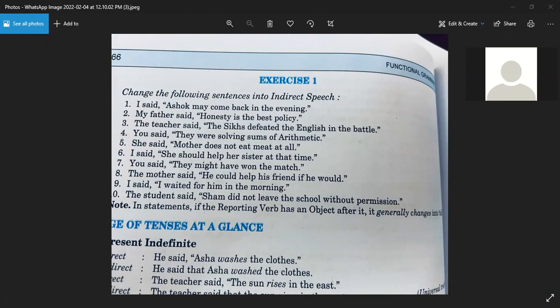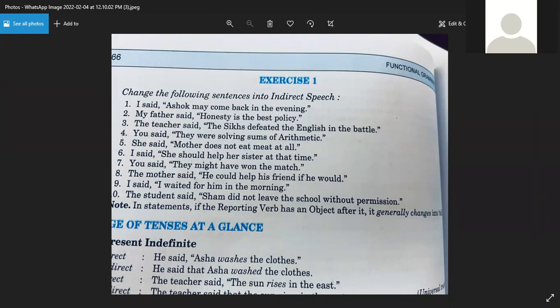Next. I said, she should help her sister at that time. Who will speak the answer? Panika, give the answer. No answer. I said that she should. She would. She should have. She should is also right. She should help her sister at that time. No change. Next. You said, they might have won the match. You said that they might have won the match. Right. Next. The mother said, he could help his friend if he would. The mother said that he could have helped his friend if he would.